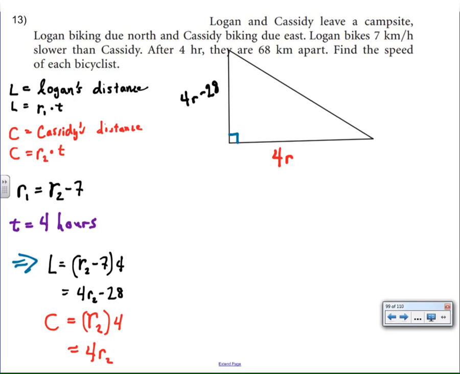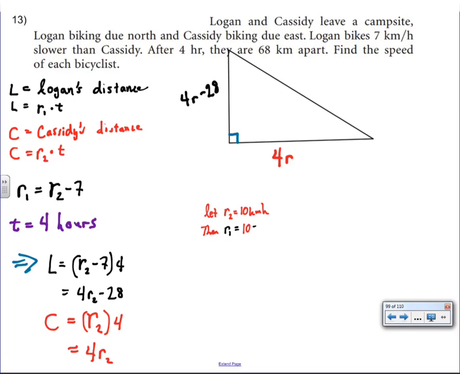So in the first case, we can see Logan's rate has been adjusted, 7 slower than Cassidy's rate, times 4 hours is how far Logan went. So when I distribute and get 4r minus 28, that represents this distance, the length of this side of the triangle. Cassidy's rate is 4 times r, and so that's a distance, and that represents the length of this side of the triangle. I used r instead of r2 for simplicity. So we'll understand now that r is representing Cassidy's rate, r2, for the rest of the problem.